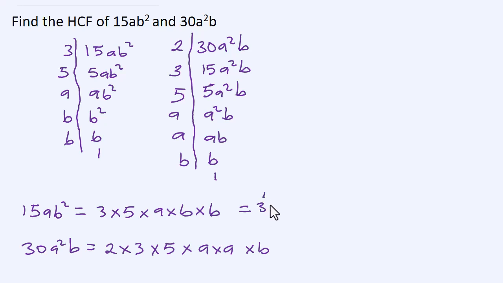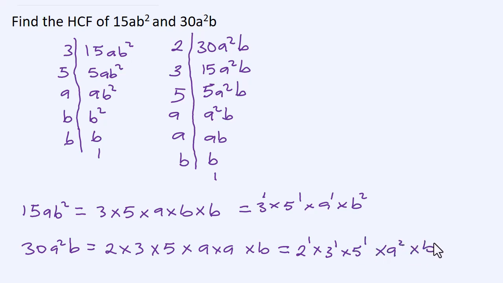So 3 raised to the power 1 multiplied by 5 raised to the power 1 multiplied by a raised to the power 1 multiplied by b raised to the power 2 is equal to 2 raised to the power 1 multiplied by 3 raised to the power 1 multiplied by 5 raised to the power 1 multiplied by a raised to the power 2 multiplied by b raised to the power 1.